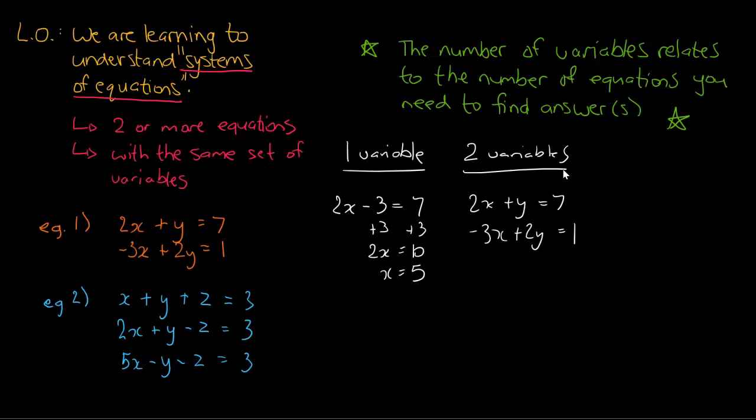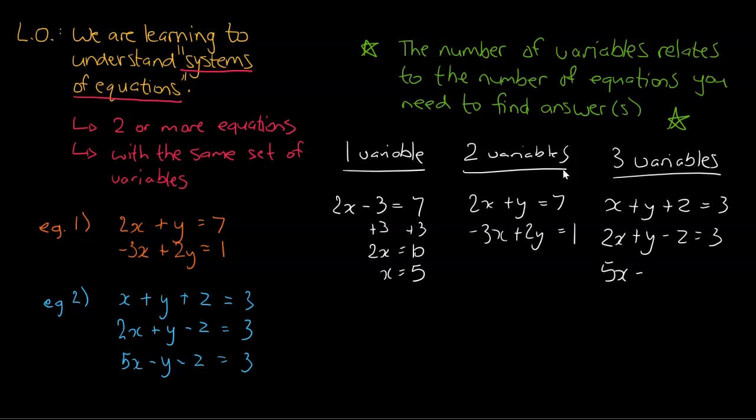And then finally, if there were three variables that you're looking for, because there's more variables you're looking for, you need more information to go ahead and figure it out. That's why you need three equations to do it. So our example before, we had x plus y plus z equals 3. Because we have three things we're trying to find out, we need three bits of information or three equations to go ahead and figure out what that is. So the second equation was 2x plus y minus z equals 3. And then finally, the third bit of information, 5x minus y minus z equals 3.